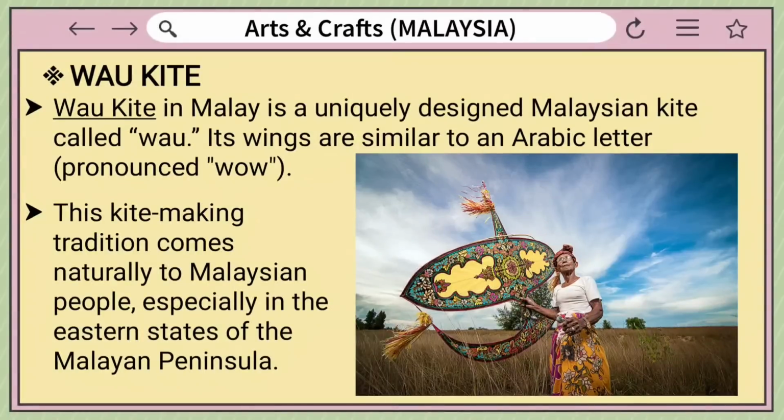Now let's go to the arts and crafts of Malaysia. They have the wow kite. The wow kite in Malay is a uniquely designed Malaysian kite called wow. Its wings are similar to an Arabic letter which is pronounced as wow. This kite-making tradition comes naturally to Malaysian people, especially in the eastern states of the Malayan Peninsula.